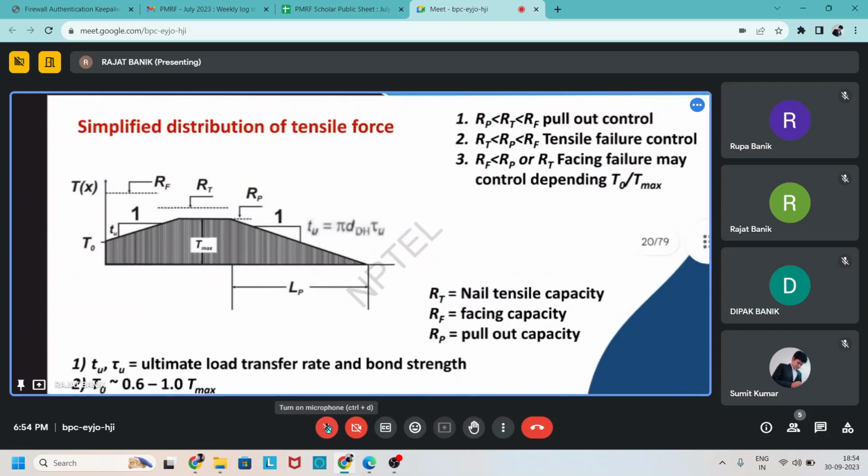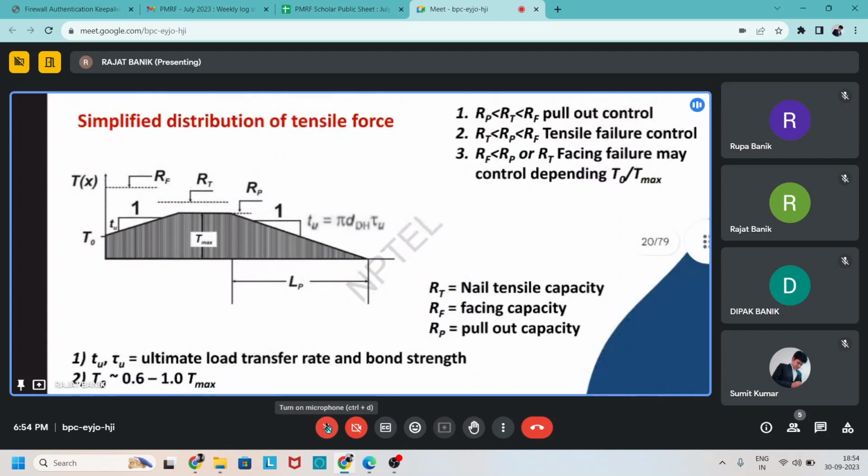So by this figure, we can easily identify the different possible failure modes of the soil nail, and which one is governing in our design. In pull out failure, the governing force is RP, in tensile failure, the governing force is RT, and in phase failure, the governing force is RF. And in each and every case, these forces are minimum.